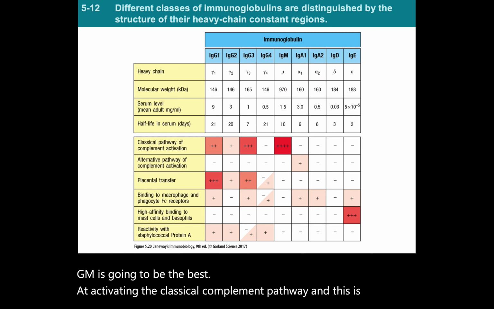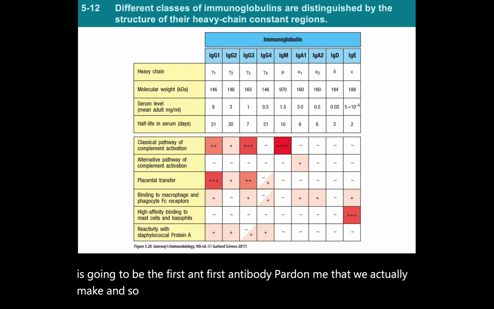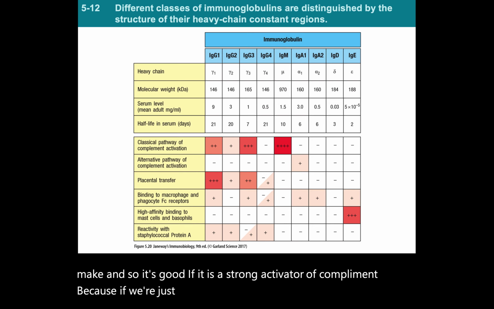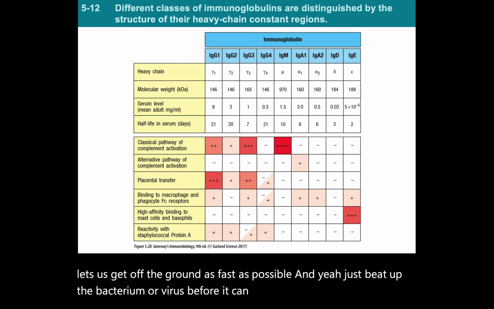IgM is going to be the first antibody that we actually make, and so it's good if it is a strong activator of complement, because if we're just starting to deal with a bacterial infection, this lets us get off the ground as fast as possible and just beat up the bacterium or virus before it can really do anything.